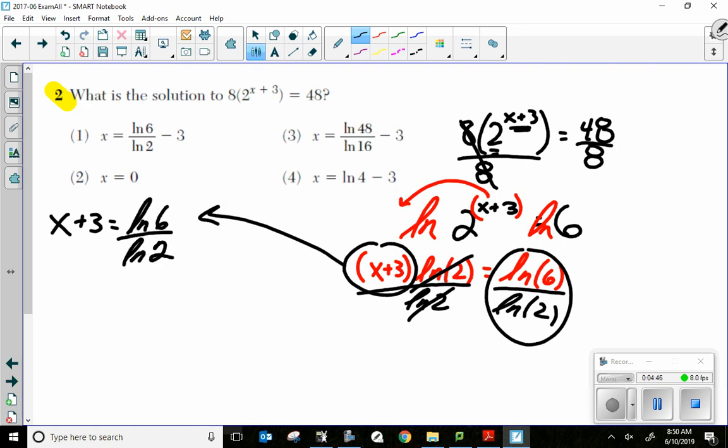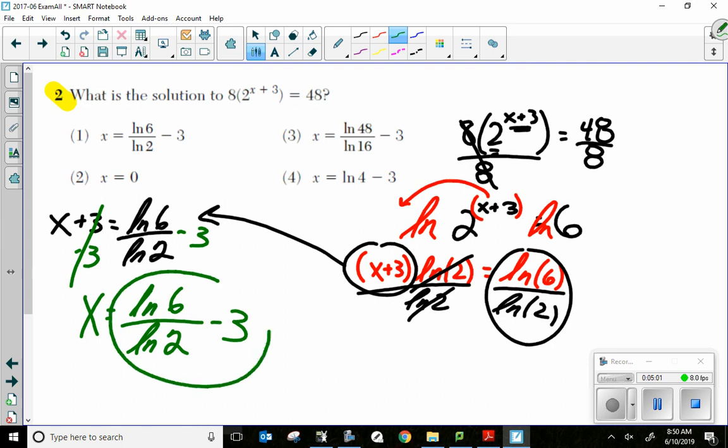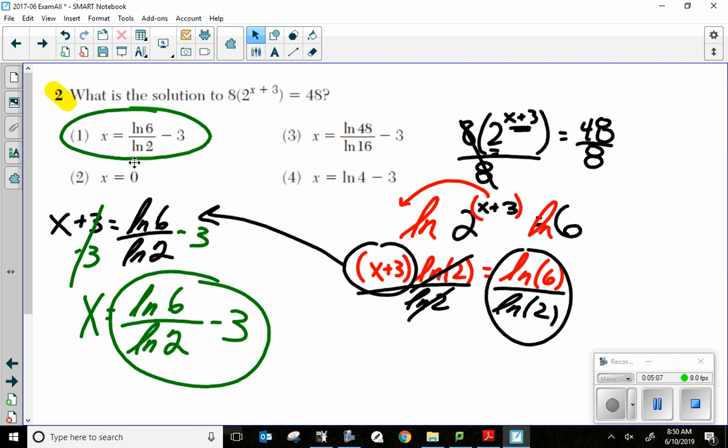I can see exactly which answer it's going to be, but let's finish this problem off. Let's subtract 3 from both sides. So x equals the ln of 6 over the ln of 2 minus 3. Choice 1. Brilliant. Great.